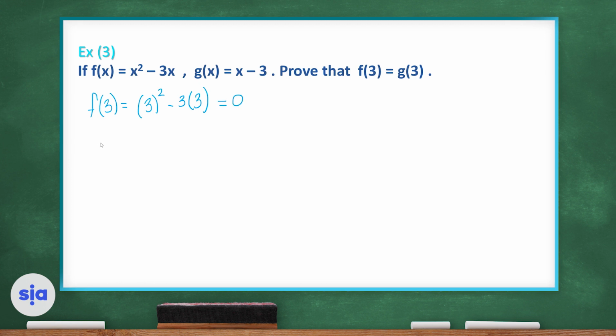And you find the g of 3 equals 3 minus 3 equals 0. So here, as you can see, the f of 3 equals the g of 3, and they both are equal to 0.